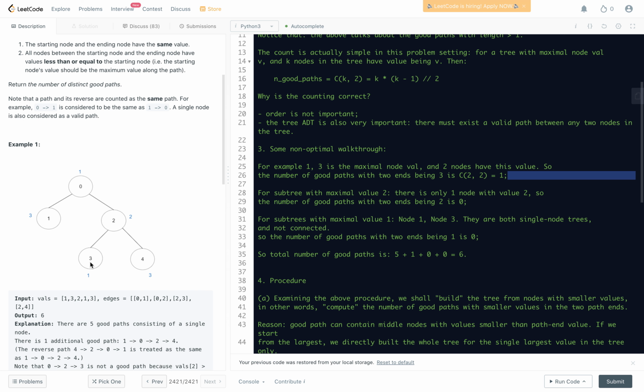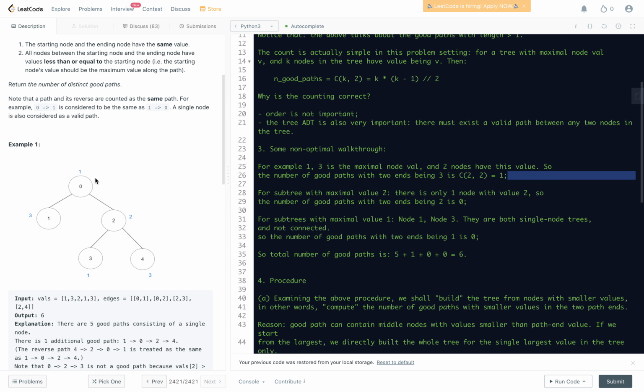So for the value 2, in the path we can include nodes with values 1, right? Smaller than 2. So in this subtree with 0, 2, and 3, the number of nodes with value 2 is 1. So actually there's no good path with 2 ends being 2. So here again we talk about a path of length greater than 1.